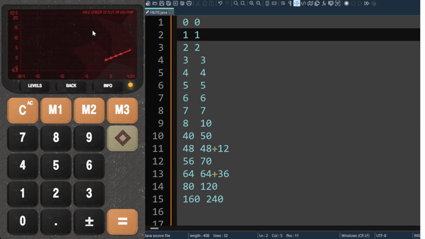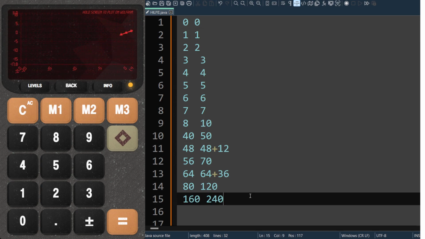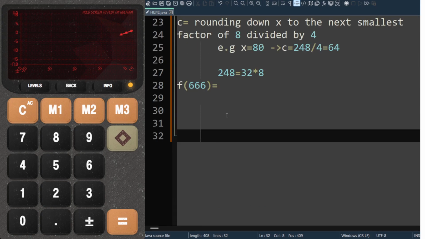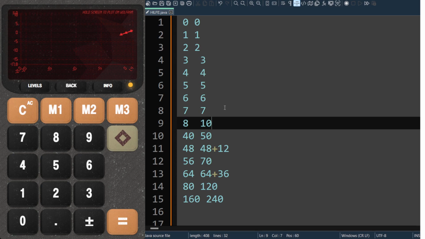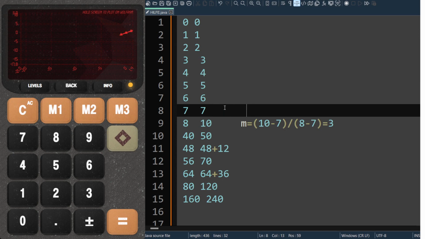So we are going to try out the following. First of all, we calculate the incline between 7 and 8. Right here we have two numbers, so we can simply calculate the incline by m equals (10 minus 7) divided by (8 minus 7). And this incline equals 3. So we have an incline of 3, okay? Right here we have an incline of 1.